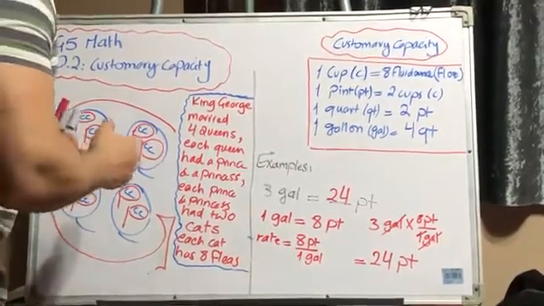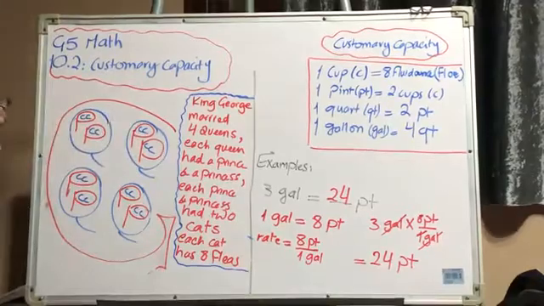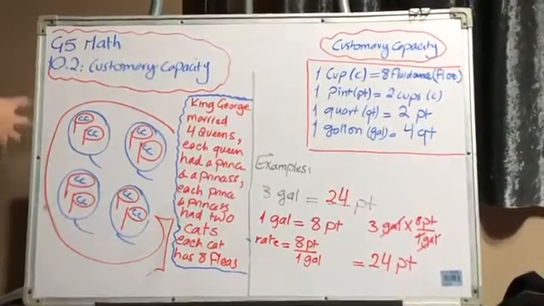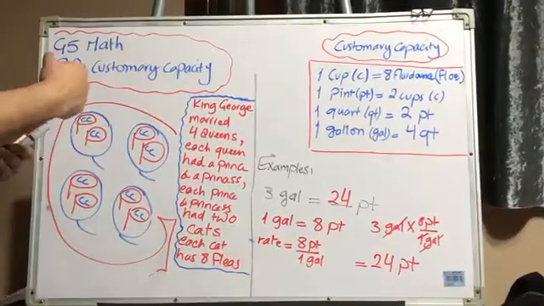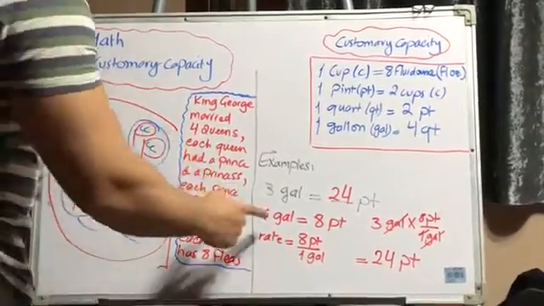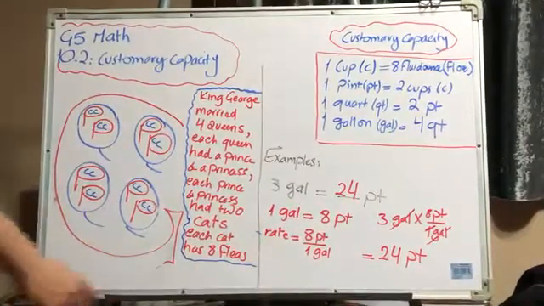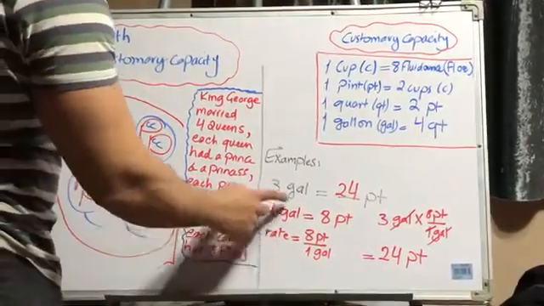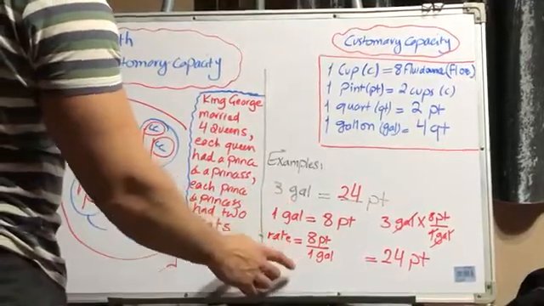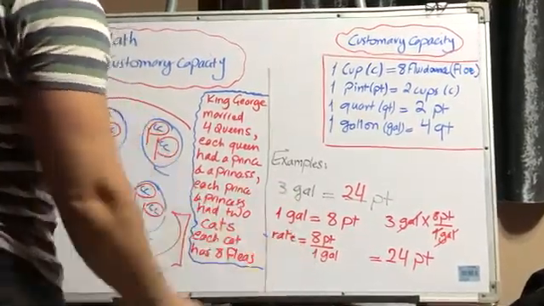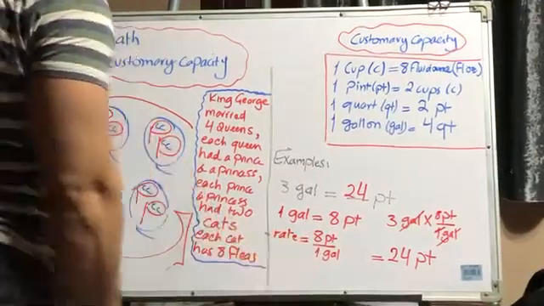If I want to know the relationship between King George and the prince and princess, King George had in all 8 princes and princesses. So 1 gallon equals 8 pints. What is the rate? Which one do I want to make disappear? It's the gallon. So I put the gallon down and the pints up. The rate equals 8 pints over 1 gallon.